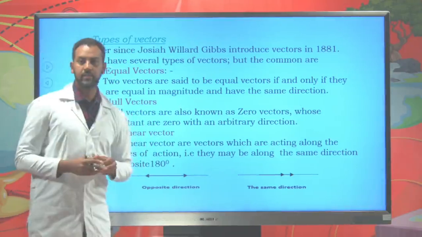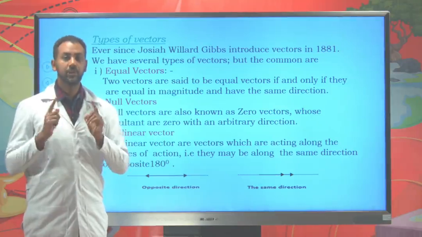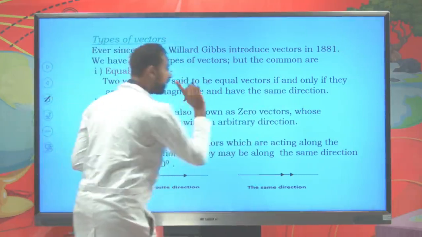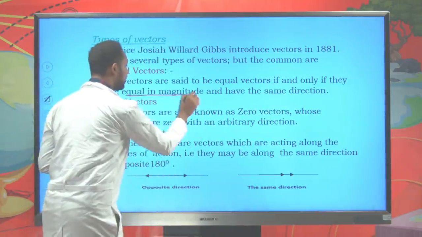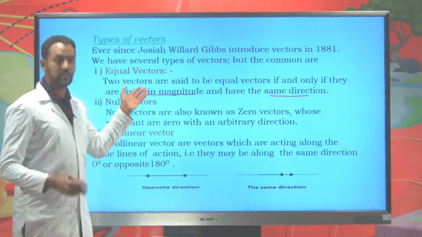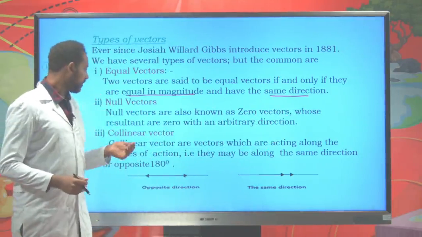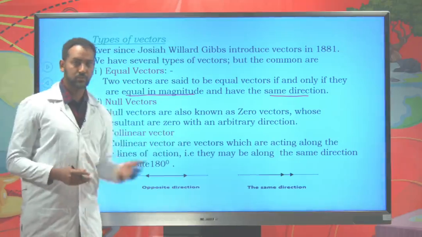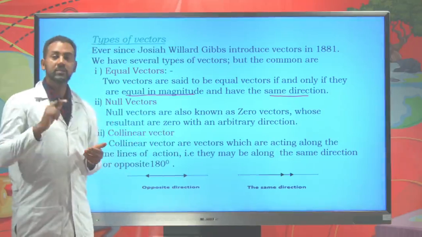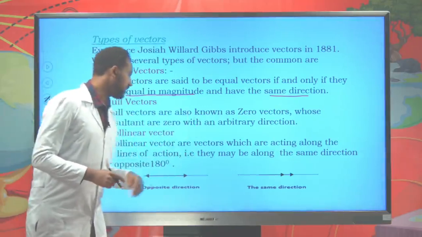What do we mean by equal vectors? Two vectors are said to be equal if and only if they have the same magnitude and the same direction. This is how we represent that two vectors are equal. And we also have a null vector or zero vector. The difference of two equal vectors might give us 0, and this is said to be the zero vector. It's called a zero vector or null vector, and its direction is arbitrary.